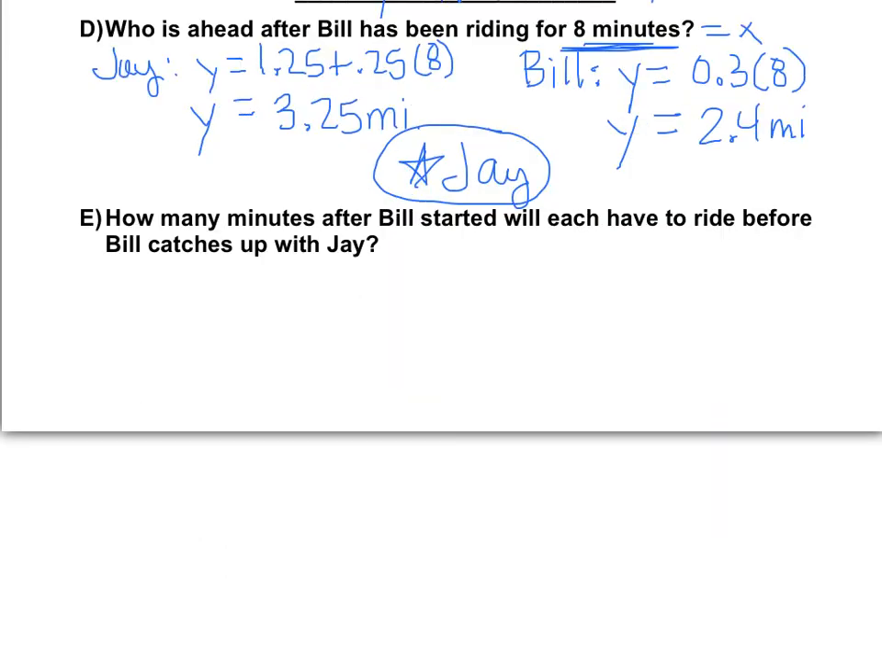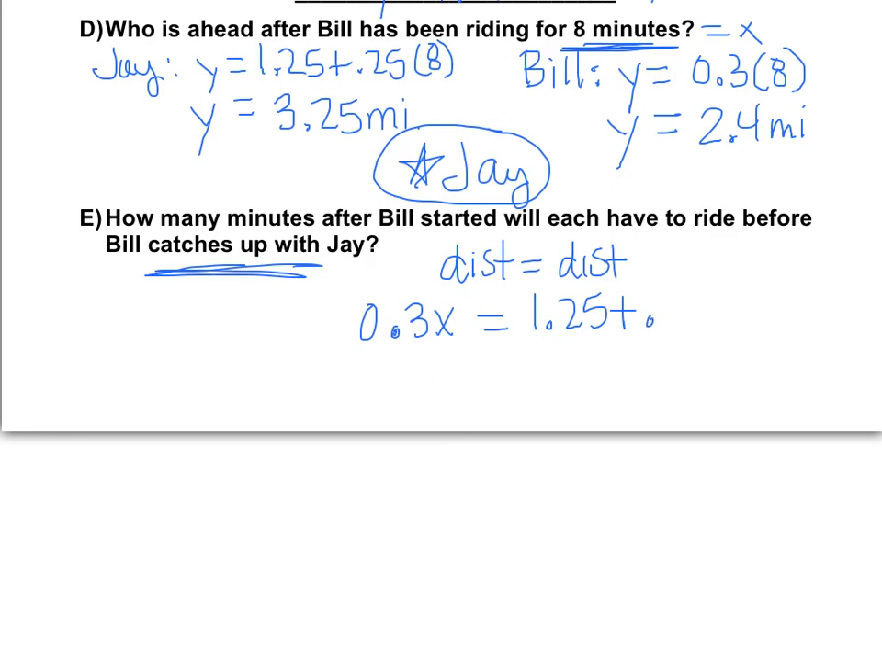Okay, and in the last question, how many minutes after Bill started will each have to ride before Bill catches up with Jay? So if Bill is going to catch up with Jay, then that means their distances would have to be equal. So I'm going to have to set the two equations equal to each other. So if I take Bill's equation, 0.3x, and set it equal to Jay at 1.25 plus 0.25x, then I'd want to solve for x to see how long it's going to take.